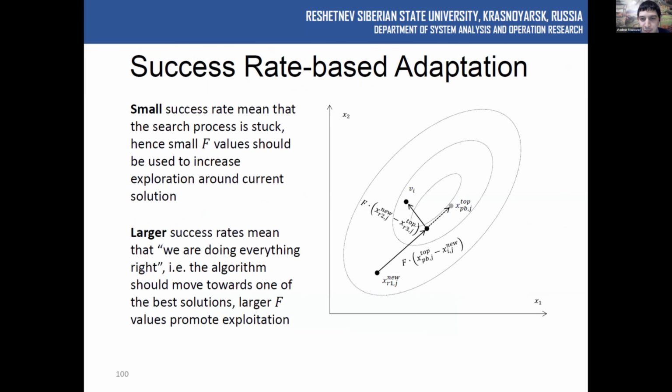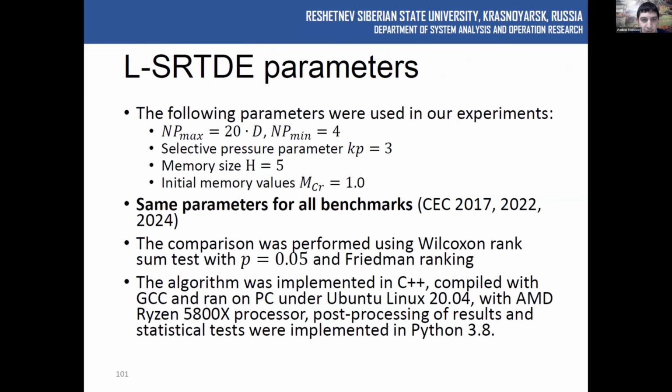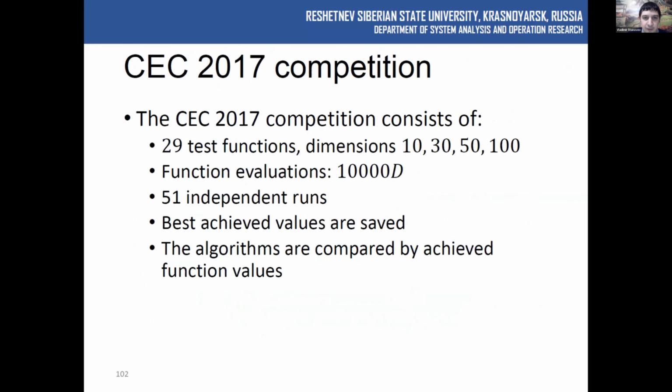So as I said, if the success rate is small, we should maybe go around, look around, and if it is large, we should go to one of the best solutions. So here are the parameters, and the important part here is that I showed some different benchmarks before, CEC 2017, 2021, 2022, but LSRTD is good for all benchmarks with the same parameters. So even the population size is fixed.